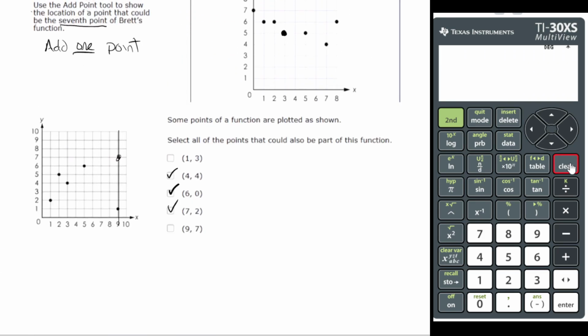All right. So that's going to wrap up this standard, 8.F.1. And just remember the biggest thing with functions. X cannot repeat. You do not care about Y. When you're trying to figure out if something is a function, you could not care less about what Y is. You only care about X.